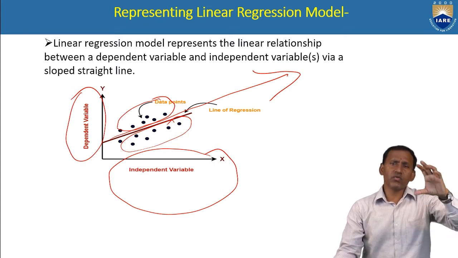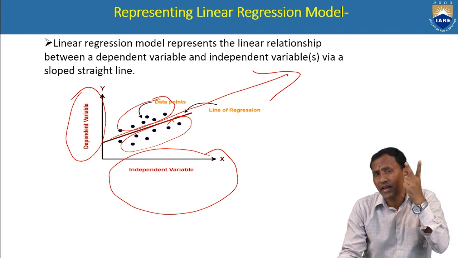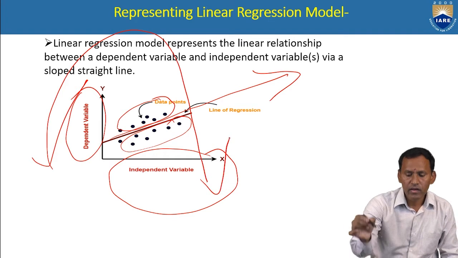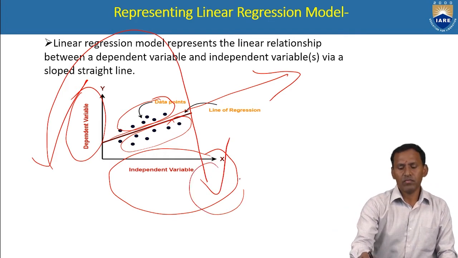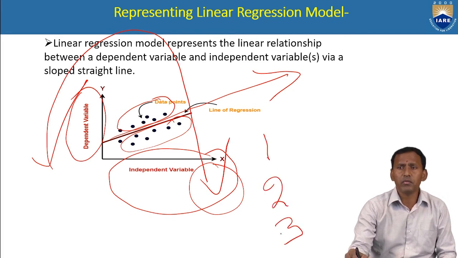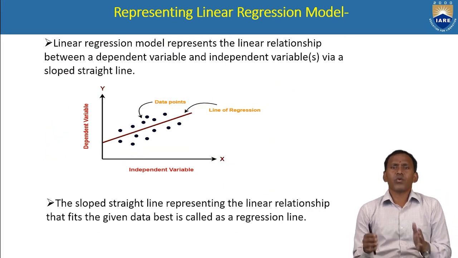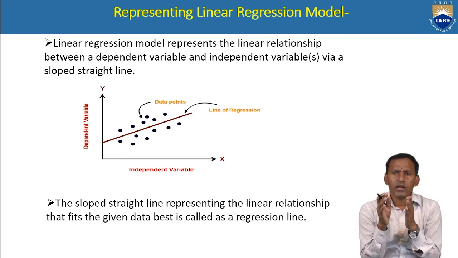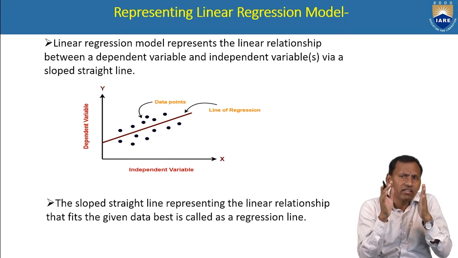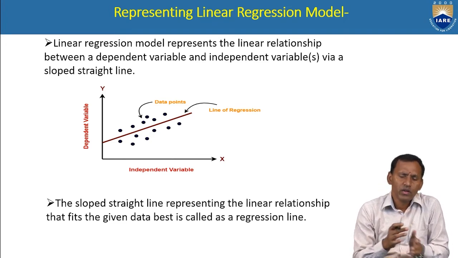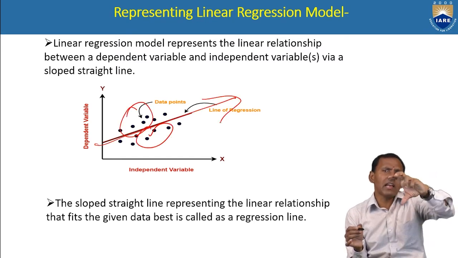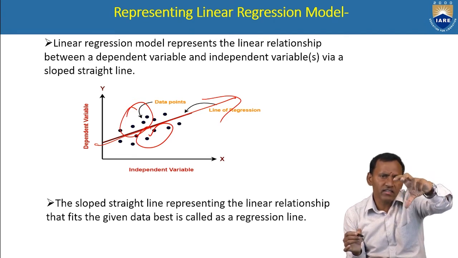So dependent variable means the outcome, how much outcome we are predicting. This outcome depends on the independent variable. These independent variables may be 1, 2 or 3 or more. The sloped line representing the linear relationship that fits the given data best is called the regression line. Out of these many points, we have to draw the best fit line. That is the regression line.